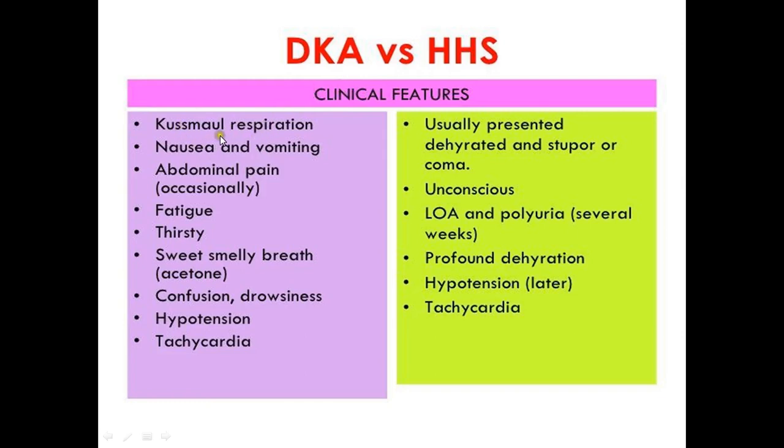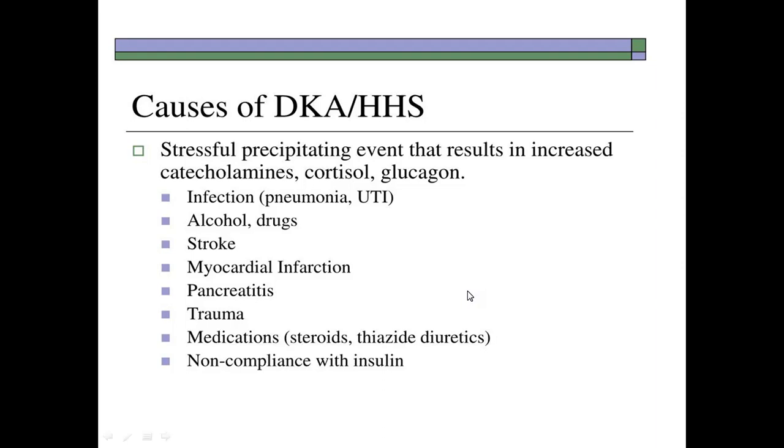In DKA, there will be Kussmaul respiration, nausea and vomiting, abdominal pain, fatigue, and the patient will be thirsty. There is a sweet, smelly breath, acetone, because of the presence of the acetic acid, the acidic smell, we call it the ketotic smell. Patient can be confused, drowsy, hypotensive, and tachycardic. HHS usually presents with dehydration, stupor, and coma. Patient can be unconscious, or have an alteration of consciousness, and there can be polyuria for several weeks. There is profound dehydration, hypotension, and tachycardia.